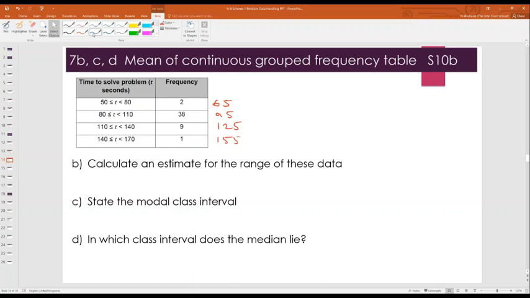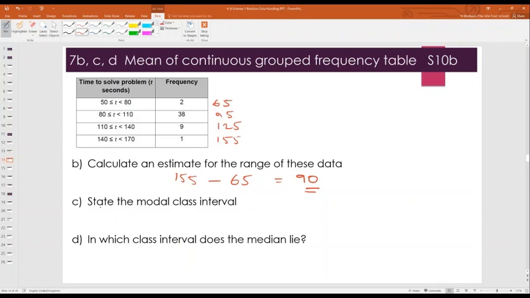Okay, so when we do the range now, all we're going to do is the biggest midpoint, which is 155, take away the smallest midpoint, which is 65. Okay, because we have to use the midpoints because we don't actually know what values we're talking about here. Look, this 50 to 80, we don't know what values are actually in there, what two numbers are in there, so we're just going to use the midpoints. Okay, so an estimate for the range, sorry, is 90.